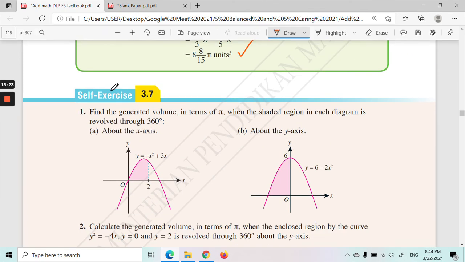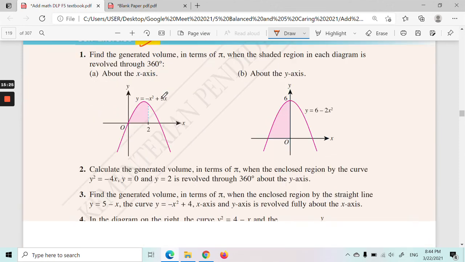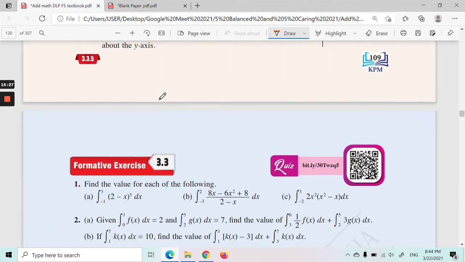So far, okay? So for Exercise 3.7, please try to do it. You have 4 questions there.